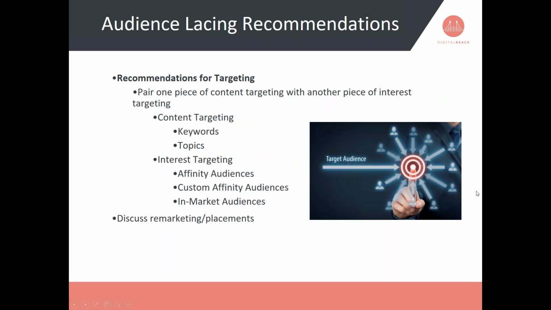There's a lot of methods that, again, I have a lot of blogs on impression share, so you can look into that. All right, so audience slicing recommendations. Recommendations for targeting. First, you want to pair one piece of content targeting with another piece of interest targeting. Again, you can lace any two audiences you want together, but this is my recommendation. So pick keywords or topics and pair it with one of the 3 affinity audiences, custom affinity audiences, and in-market audiences.